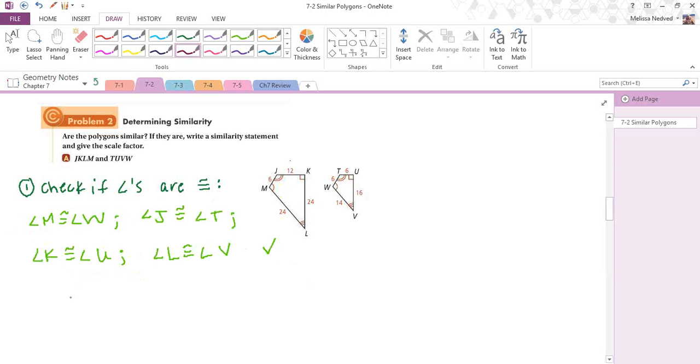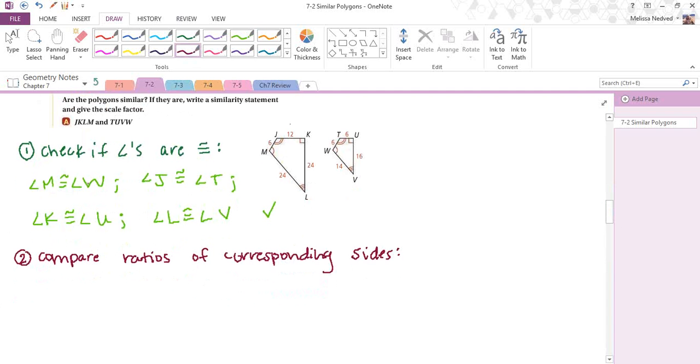My step 2, I need to compare the ratios of corresponding sides. So again, I don't have a similarity statement to look at to find my corresponding sides, but I'm going to use what I just found in my congruent angles to check. Well, since M is congruent to W and J congruent to T, then MJ has to be corresponding to WT. Okay? MJ over WT. Those are my corresponding sides.